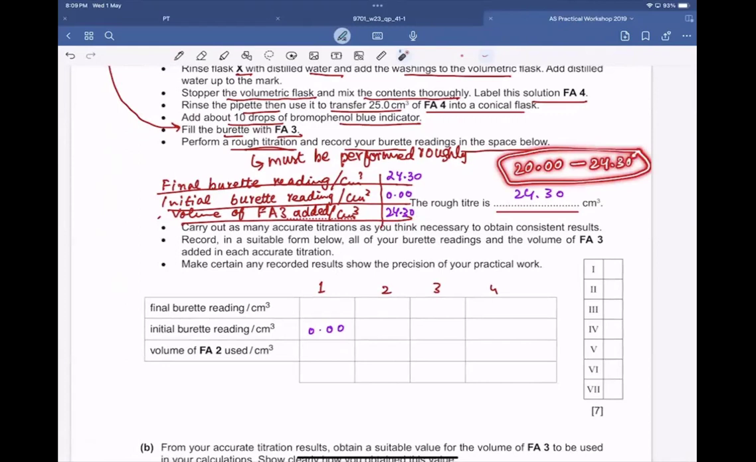So now when you are going to perform an accurate titration, what you are going to do, you are going to add the solution Fa3 from the burette till 20 centimeter cube without stopping the burette, but continue to swirl the flask. After 20 centimeter cube, you are going to add from the burette dropwise, and at every drop you will check whether the color would change or not. As soon as the color would change, you must take care that no other drop would be added in the flask. Okay, is this clear?